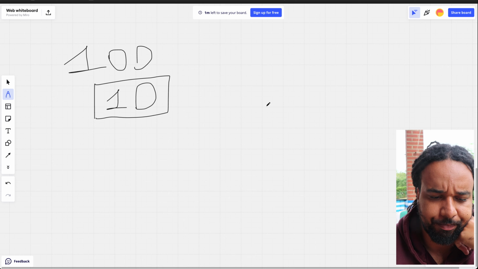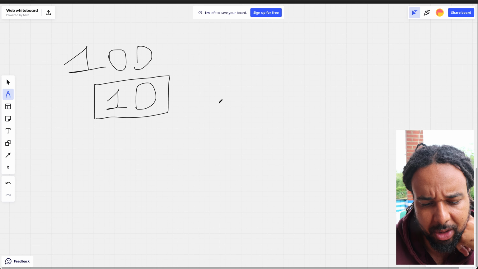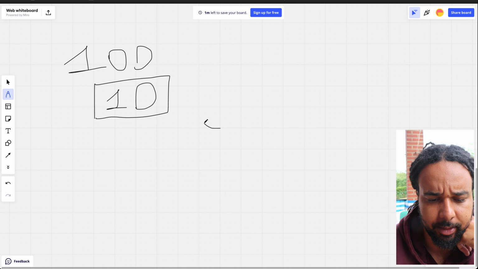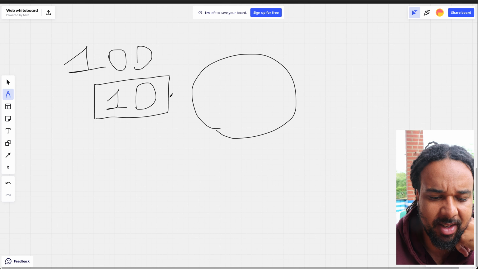The thing that you need to understand is that the size of the pie is fixed. So these 10 items, this is the size of the pie.